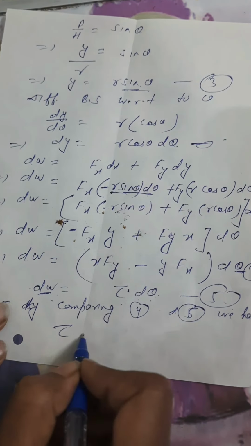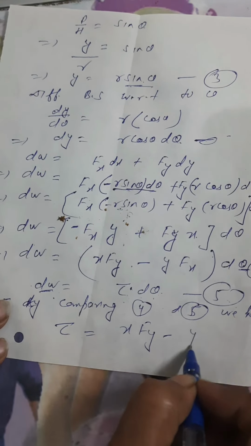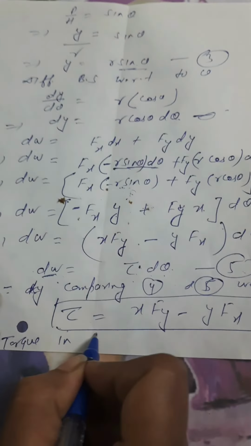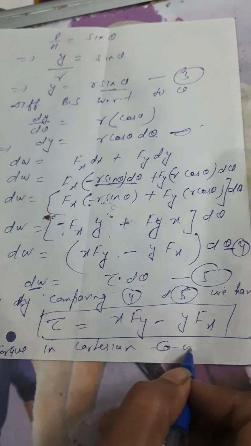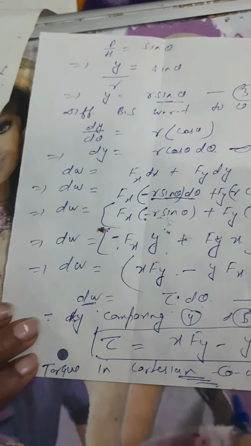dw and d theta are left on both sides, so tau is equal to x fy minus y fx. This is the value of torque in Cartesian coordinates.